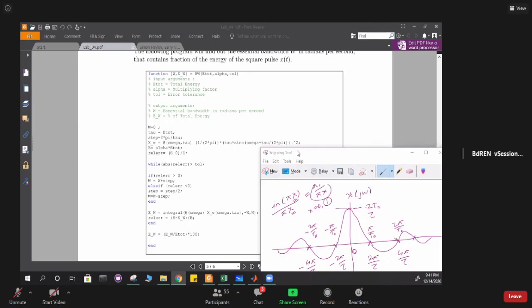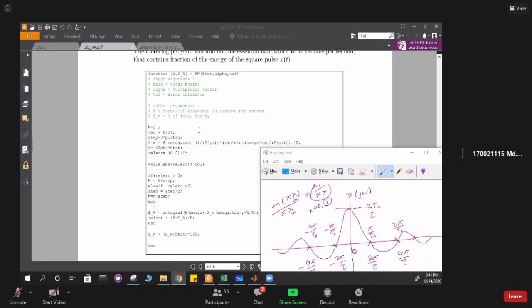Okay, sir. In the first line, we are taking the value of W. Can you please repeat this portion, because we need to know what the input arguments and output arguments are. The input arguments are ETT, the total energy of the signal, alpha, the multiplying factor, and tolerance, the tolerance we are accepting in the output. W is the output argument. W is the essential bandwidth in radians per second. EW is the percentage of total energy.